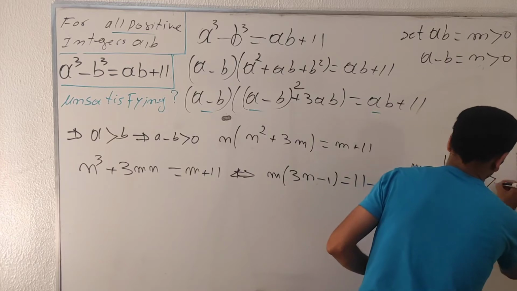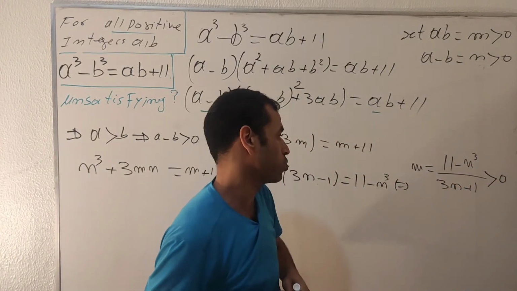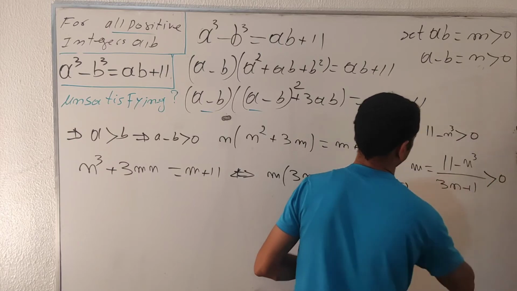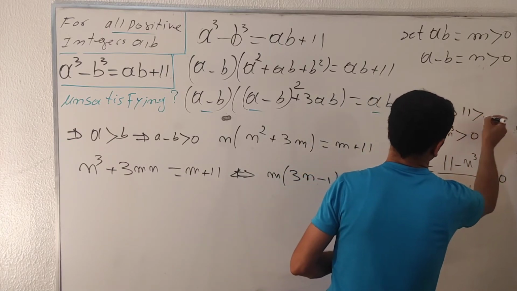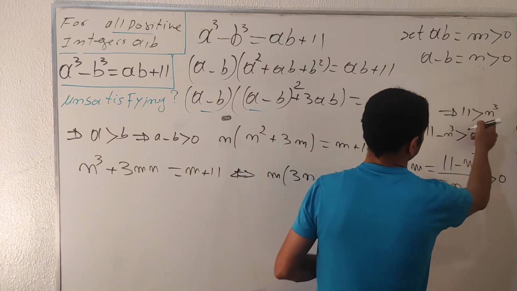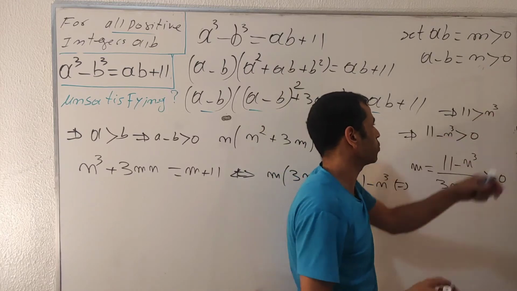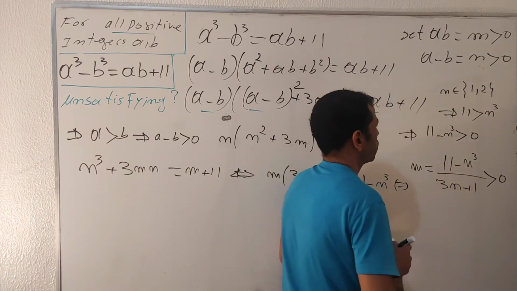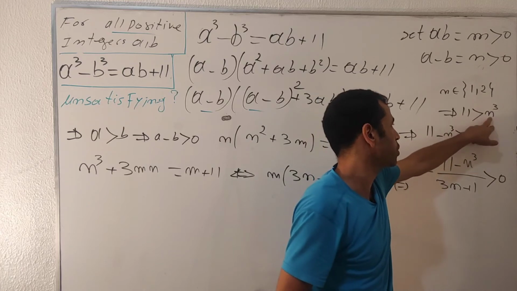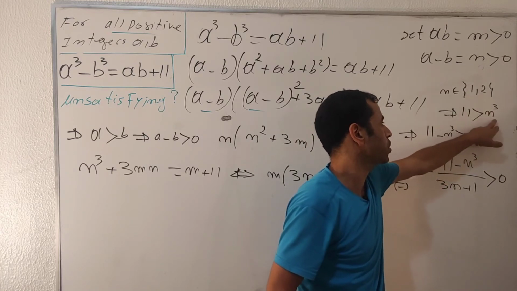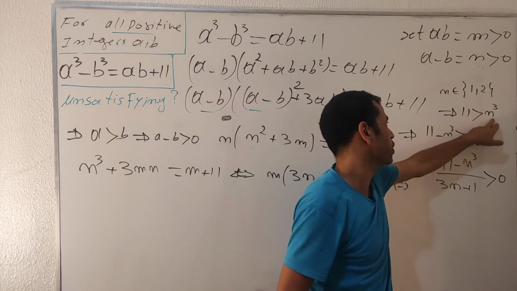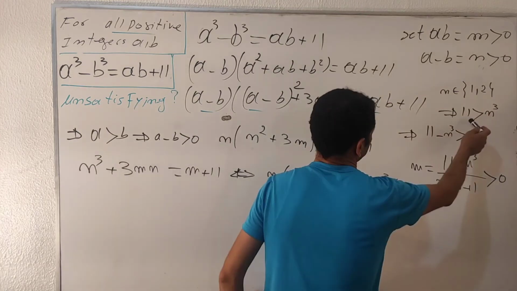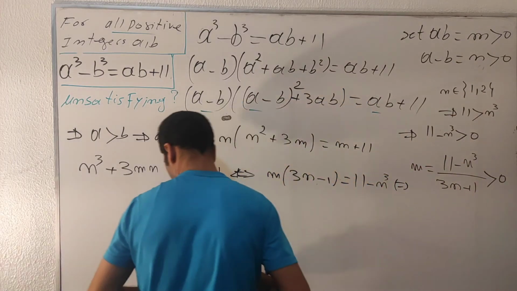Since m is a positive integer, this fraction must be strictly greater than 0. Also the denominator must be strictly greater than 0, which means 11 minus n cubed must be strictly greater than 0. In other words, 11 must be bigger than n cubed. Since 11 is strictly greater than n cubed, n is going to be in the set of number 1 and number 2. If we replace n with 1, I get 11 strictly greater than 1. If we replace n with 2, I get 8 here, which means 11 is strictly greater than 8. We cannot have n equals 3 because n cubed already exceeds 11. So let's take two cases.